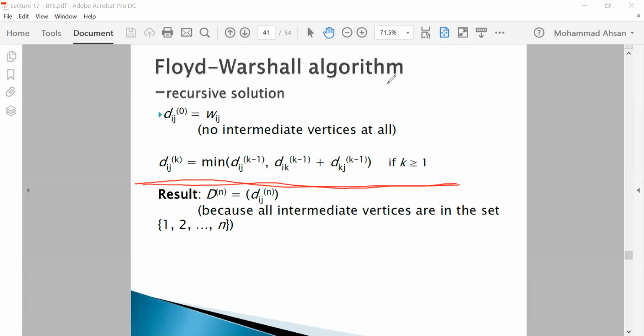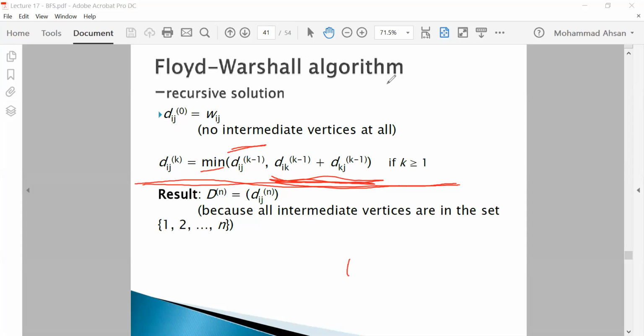So initially I start with 0 intermediate vertices, then I start with 1 intermediate vertex, then with 2. When I put 2 intermediate vertices and check the paths through them, if my solution with one intermediate vertex had a minimum value, I will obviously go with that. So it is the minimum of either what you already had in the previous iteration, the previous case with k minus 1 intermediate vertices, or the case where you introduce this k in between.